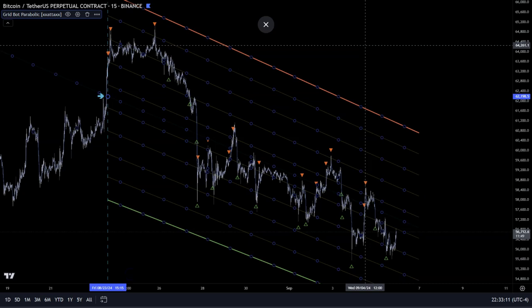So this was an introduction to the Grid Bot Parabolic indicator.